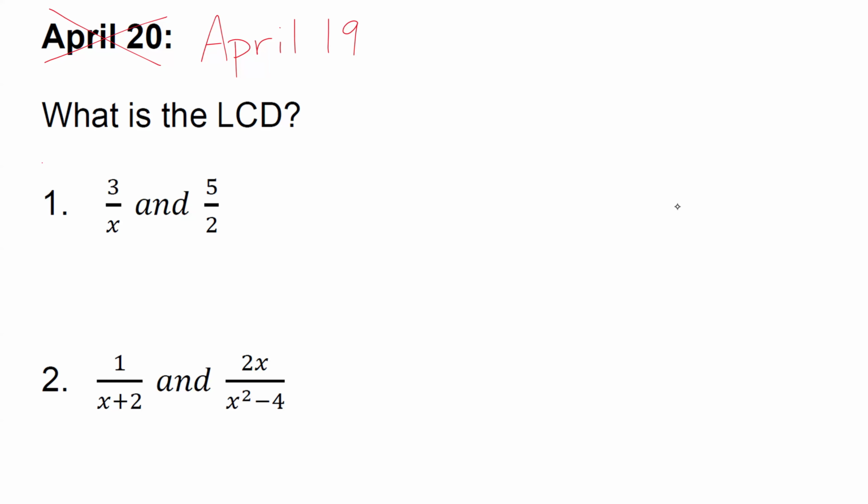Okay, so today's warm-up, it's asking for the least common denominator. So guys, if you look at these two fractions, notice this is missing a 2 and this one's missing an x. Whatever you do to the bottom, you also do to the top. So if I put a 2 down here, also put a 2 up here. So guys, what's the least common denominator? 2x. 2x is what the denominator is when they're the same.